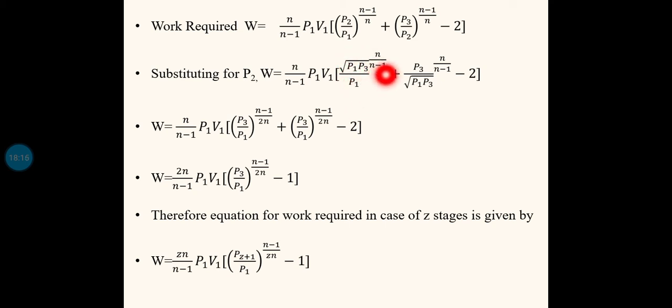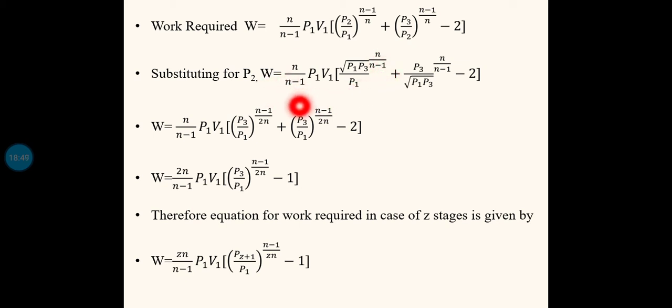all raised to, actually this is a mistake in the slide, it should be (n minus 1) by n. The same term is coming here, so (n minus 1) by n. Here it is P3, and instead of P2 I will be substituting root of P1 P3. Here also the same mistake is repeated. It is actually (n minus 1) by n, not n by (n minus 1). Here also, instead of n by (n minus 1) it should be (n minus 1) by n. It is a mistake while preparing this slide. Anyway, sorry for that. While writing on paper, make it correct.